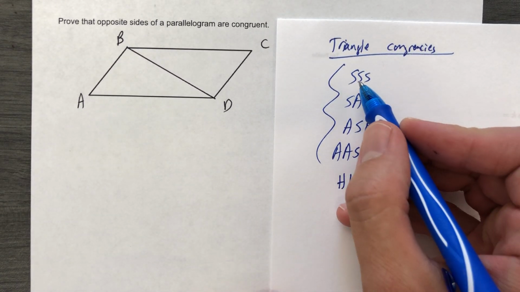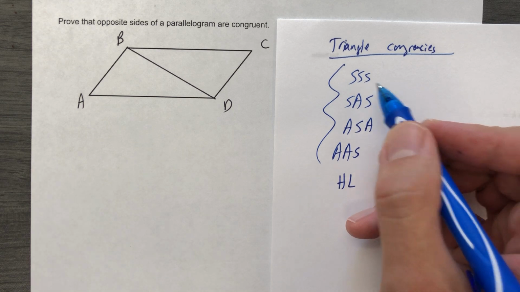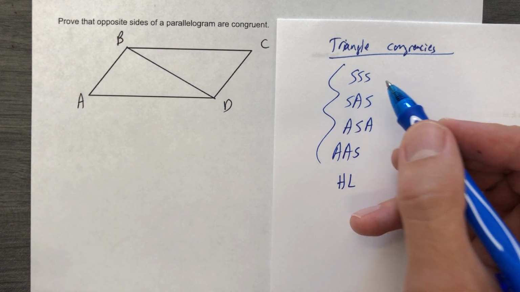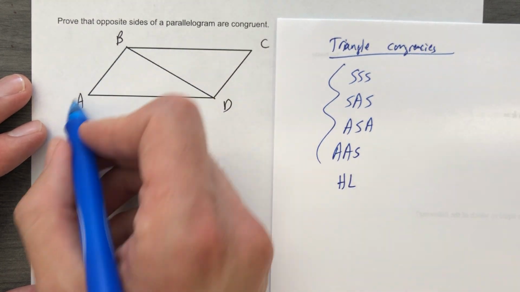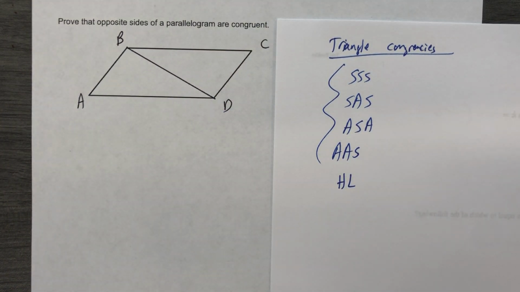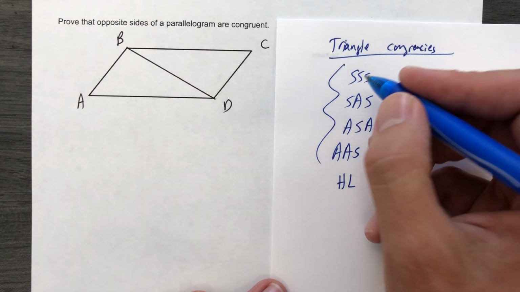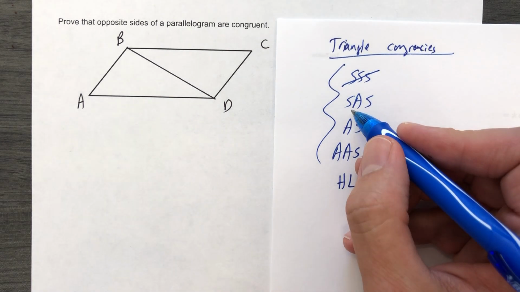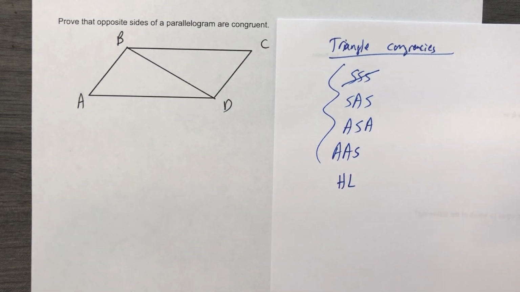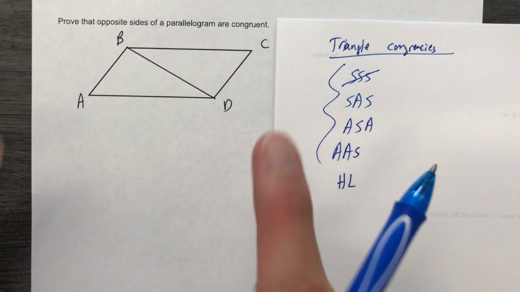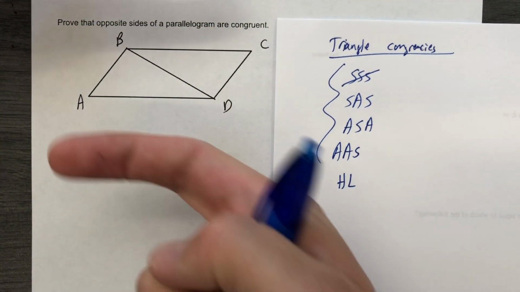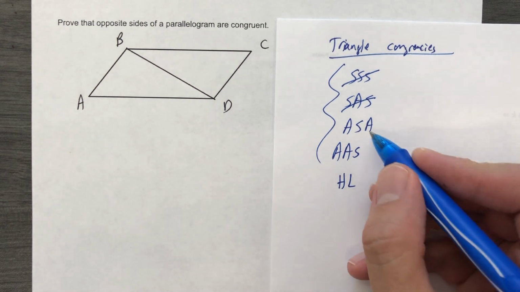Well, okay, first of all, side, side, side is out. Side is not an option right now because I don't know that BC and AD are congruent or AB and CD, right? Because that's what we're trying to prove. By the time we're done, that's where we're going. We ain't there. Okay, so side, side, side is not going to work. Side angle side isn't going to work because, again, I'm going to need two pairs of sides in order to do this, and I don't know that. So it's out.